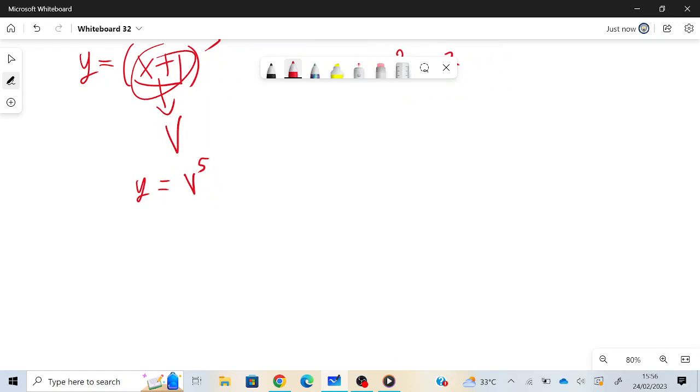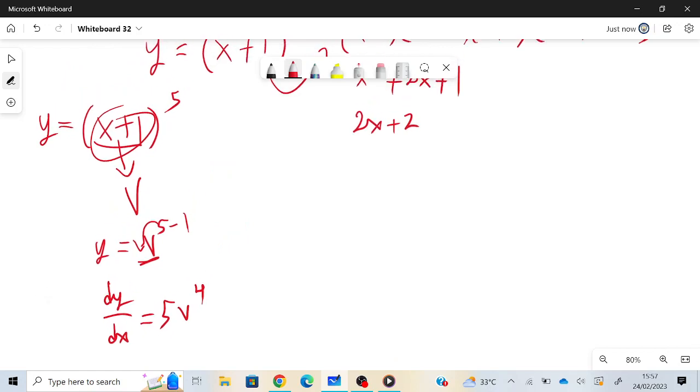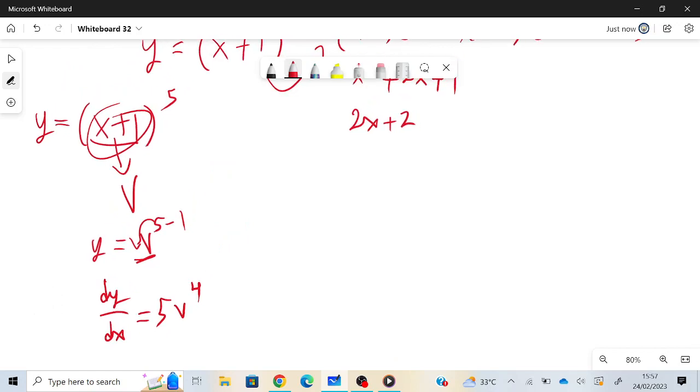And from our basic differentiation rules, we know that dy/dv would now simply be 5v to the power of 4, because you first multiply by the power and then you take one away from the power. Now, this is one way of doing it. Me personally, I'm not really fond of it. In this example it's very easy, but when you get complicated questions, it does tend to get a bit confusing.